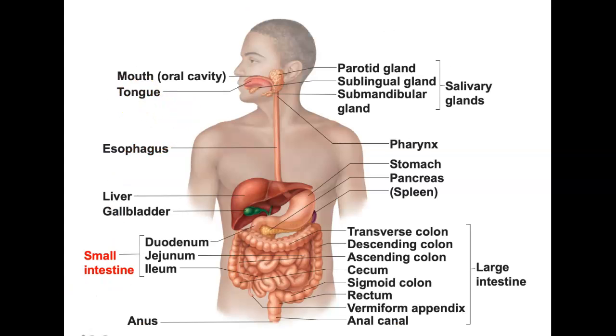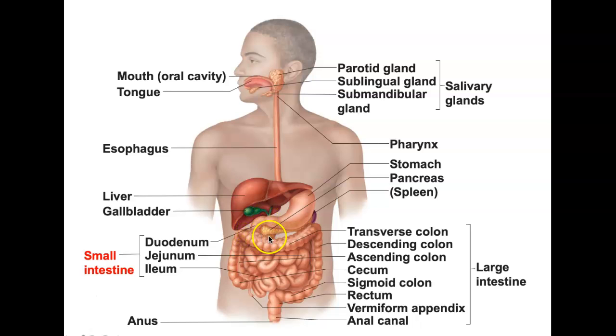Make sure that you can follow the pathway of food here. You start at the oral cavity or the mouth. Then we're going to move into the pharynx. Then we're going to move to the esophagus. We're going to come through the diaphragm, move into the stomach. From the stomach, we're going to go to the small intestine.